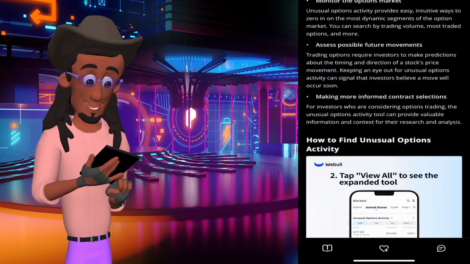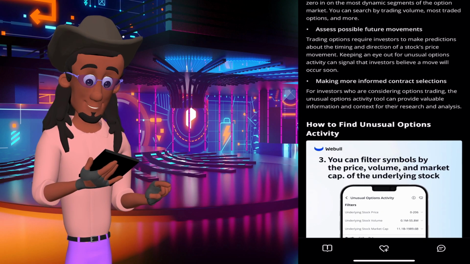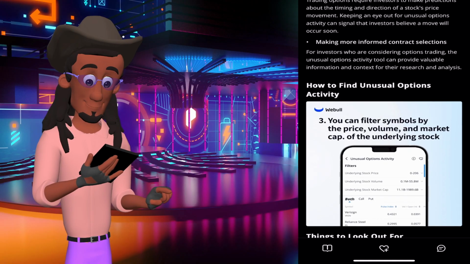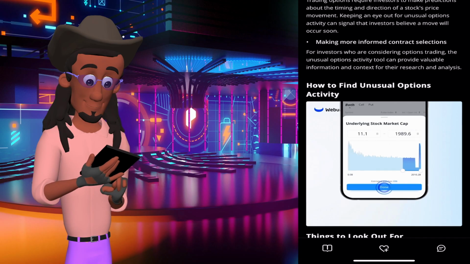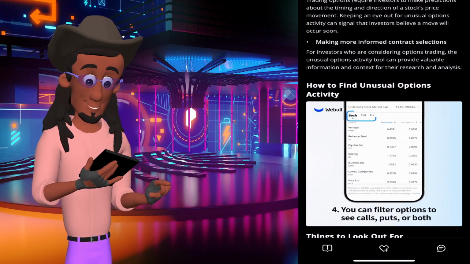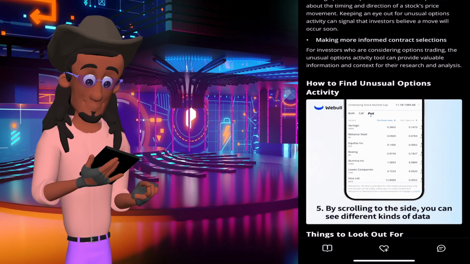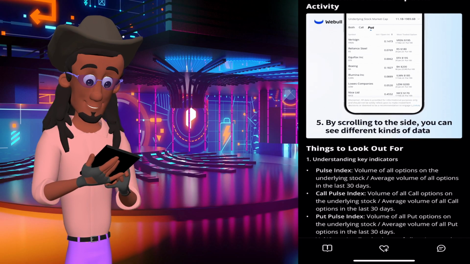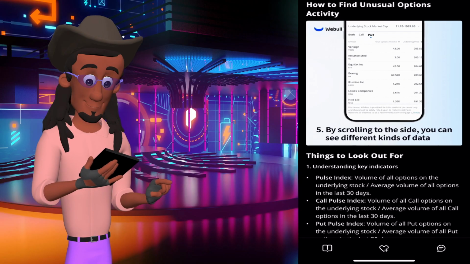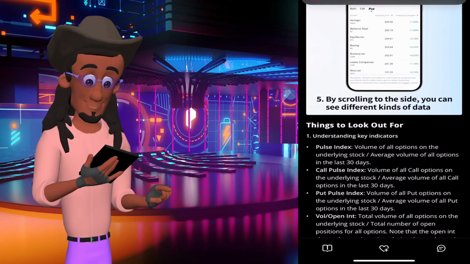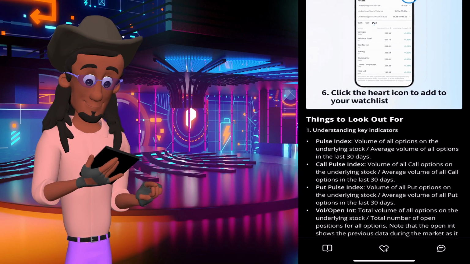Number three, making more informed contract selections. For investors who are considering options trading, the unusual options activity tool can provide valuable information and context for their research and analysis. All right, so how to find unusual options activity. All right, things to look for.